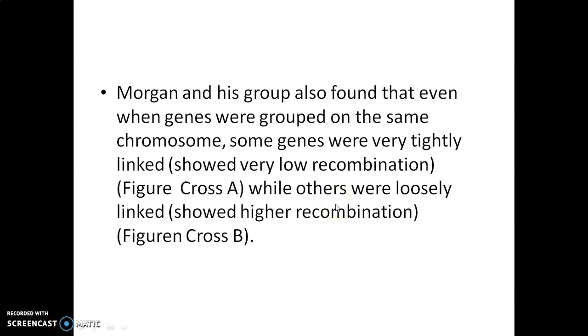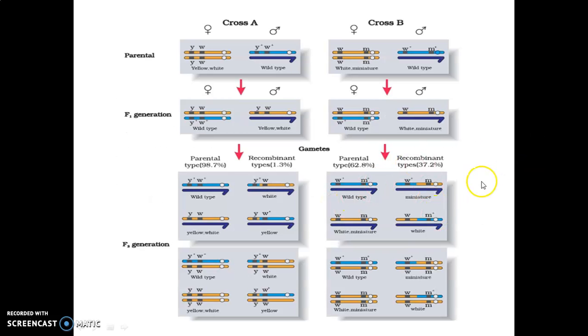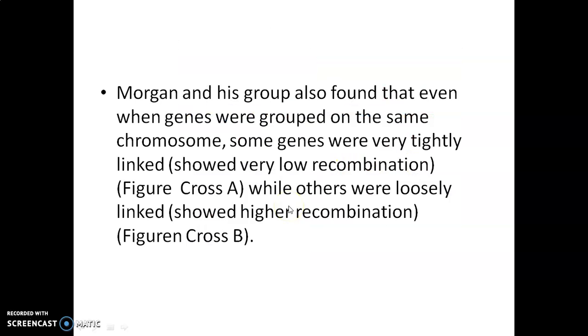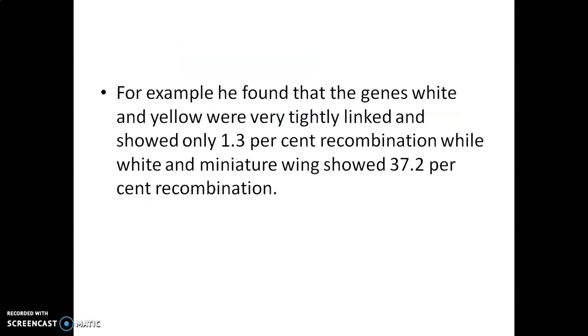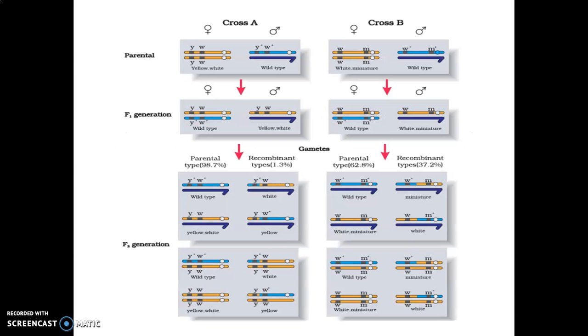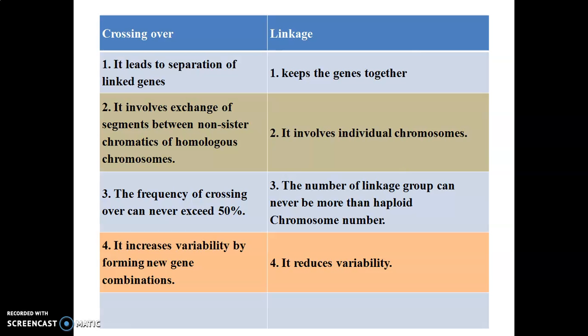But at the same time, in cross B you can see, out of 100, 37.2% recombinant formed and 62.8% parental type formed. What is the reason? They are loosely linked. They show higher recombination. Clear? Is it clear now? So, for example, he found that the genes white and yellow were very tightly linked and showed only 1.3% recombination, while white and miniature wing showed 37.2% recombination. Here the genes are tightly linked, but here the genes are loosely linked. That is the reason. Okay.